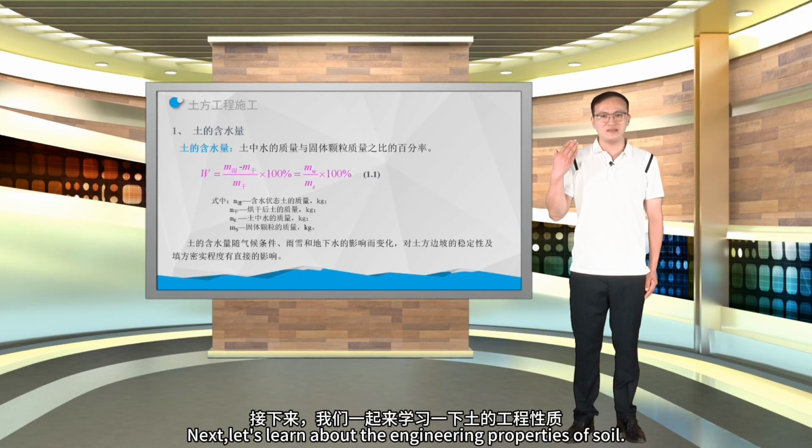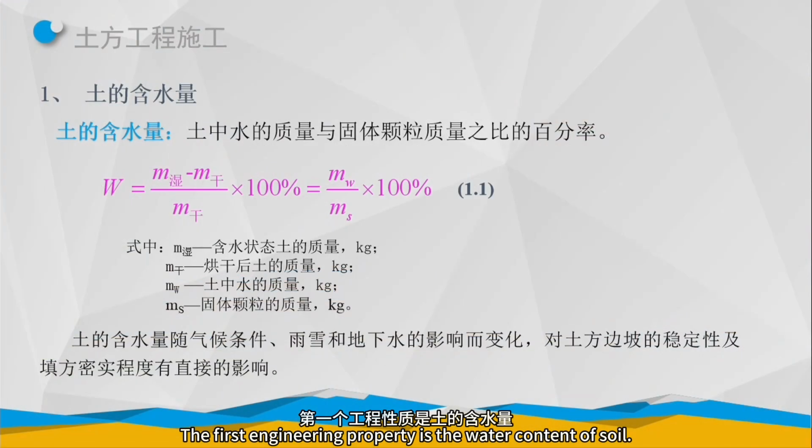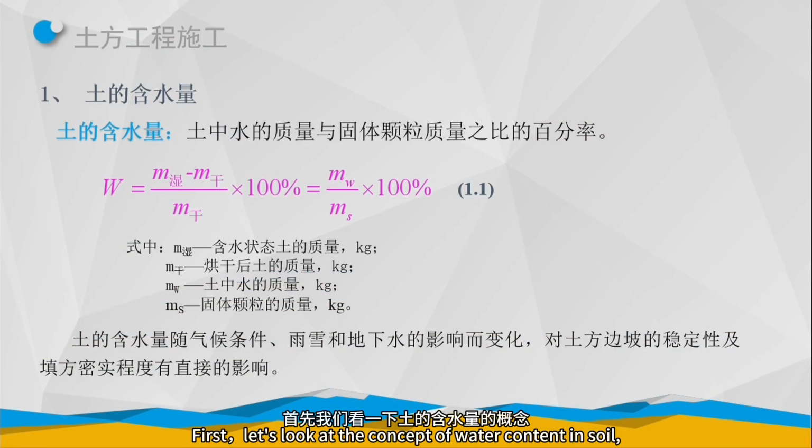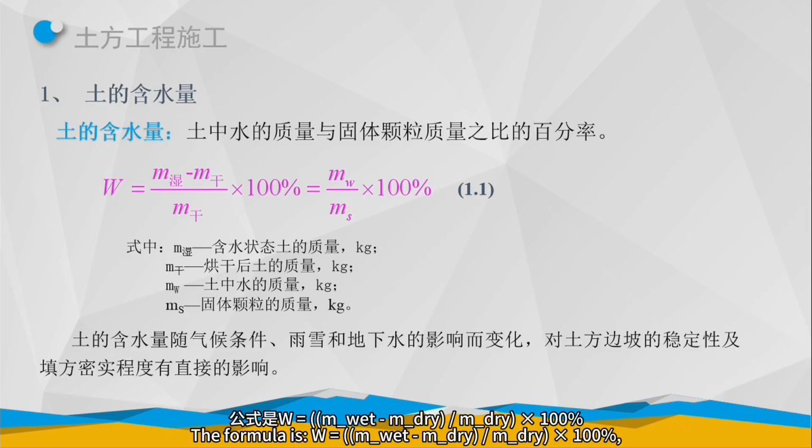Next, let's learn about the engineering properties of soil. The first engineering property is the water content of soil. Firstly, let's look at the concept of water content in soil. It is the percentage ratio of the mass of water in the soil to the mass of solid particles. The formula is W equals (M_wet minus M_dry) divided by M_dry multiplied by 100%.